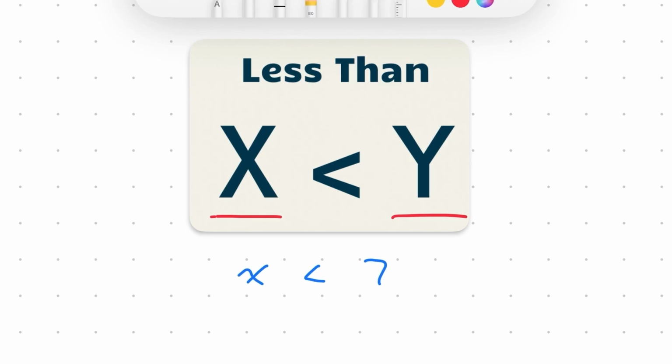This is telling us that x can include values such as 6, 5, 4, 3, and so on. We can also reword this to say that 7 is greater than x. Note that this inequality does not include values equal to 7, nor does it include values greater than 7, like 8, 9, and so on. Another example would be 4 is less than 6. This inequality is true because we know that 4 is smaller than 6.